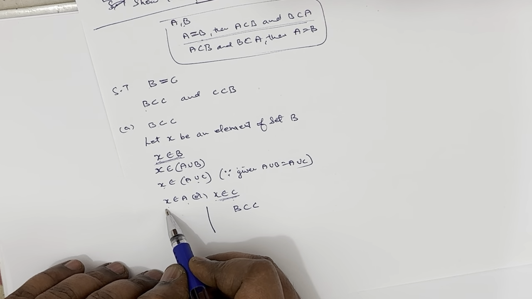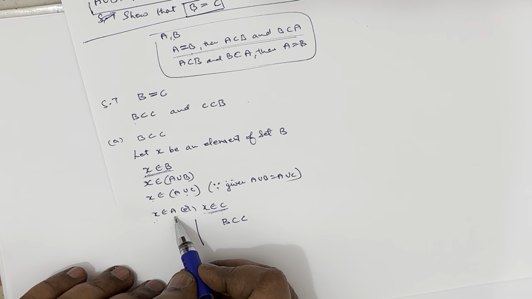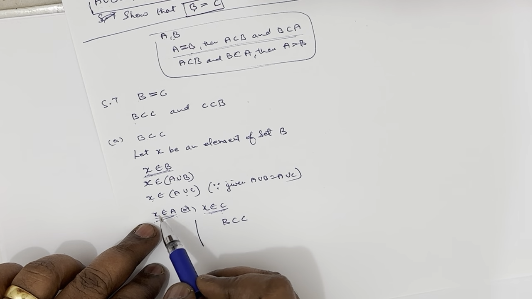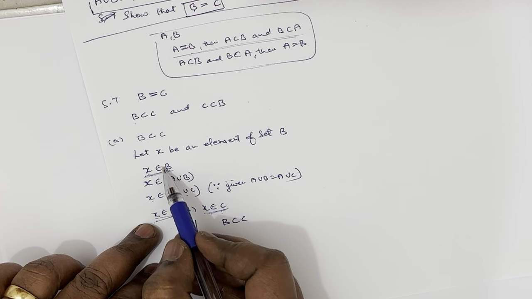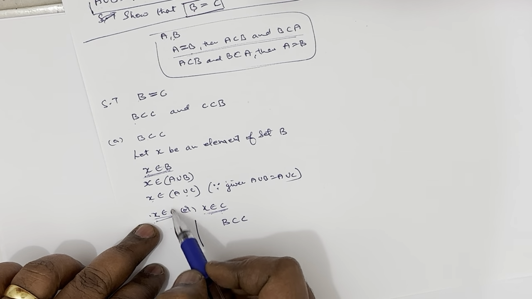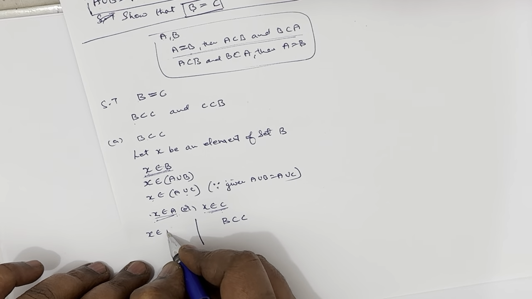Now in this other case, here you got X belongs to A, and here we have taken X belongs to B. That means X is common to both A and B. This element is in A and this element is in B also. This is common for both. So if it's common, we can say that X belongs to A intersection B.